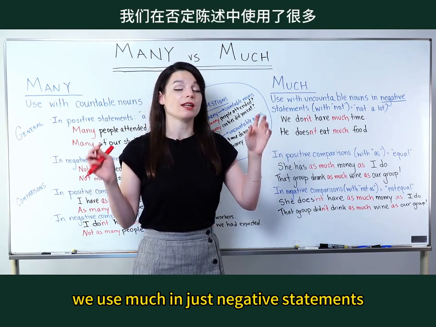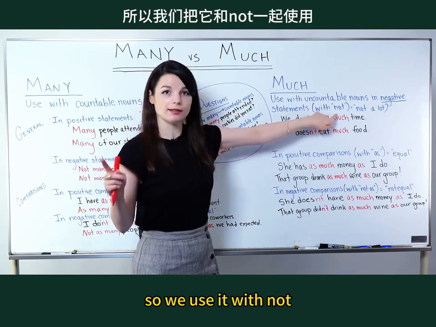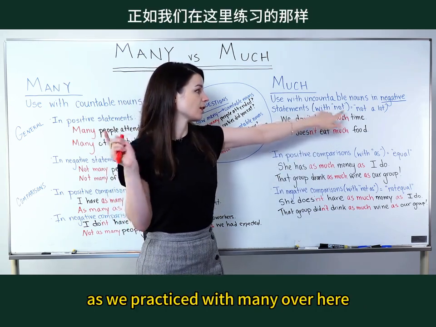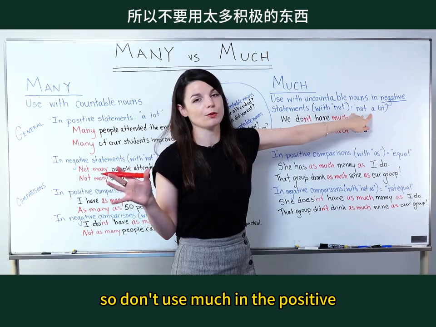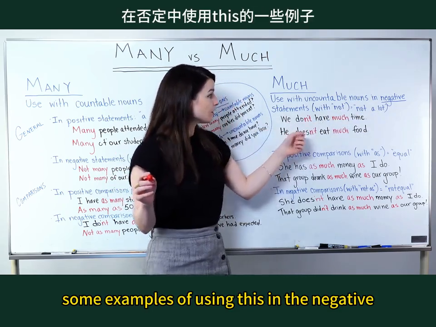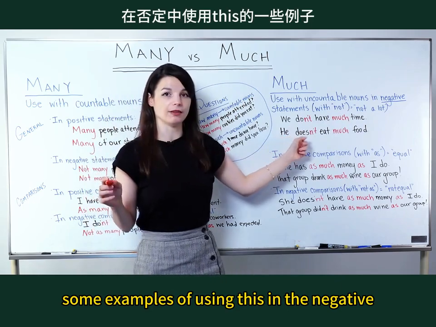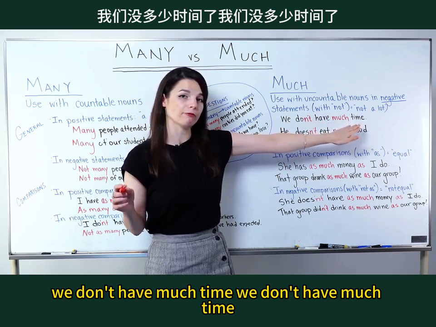We use much in just negative statements, so we use it with not, as we practiced with many over here. So it means not a lot, not a lot. So don't use much in the positive. That's a key point for this lesson. Some examples of using this in the negative then. We don't have much time. We don't have much time.